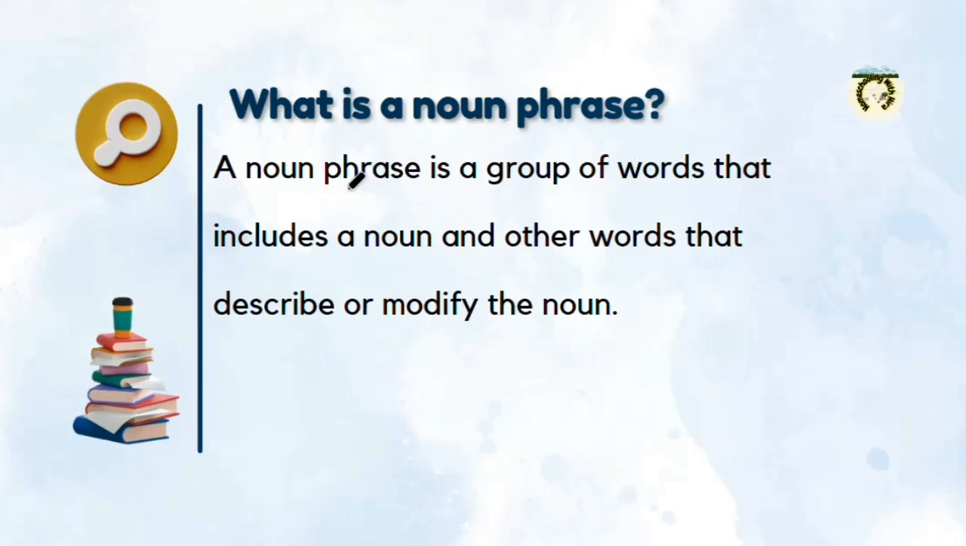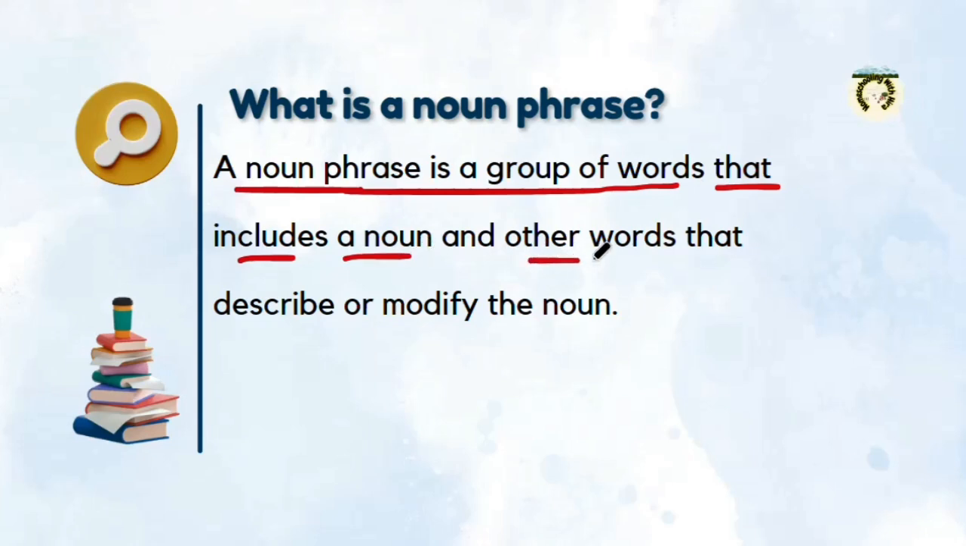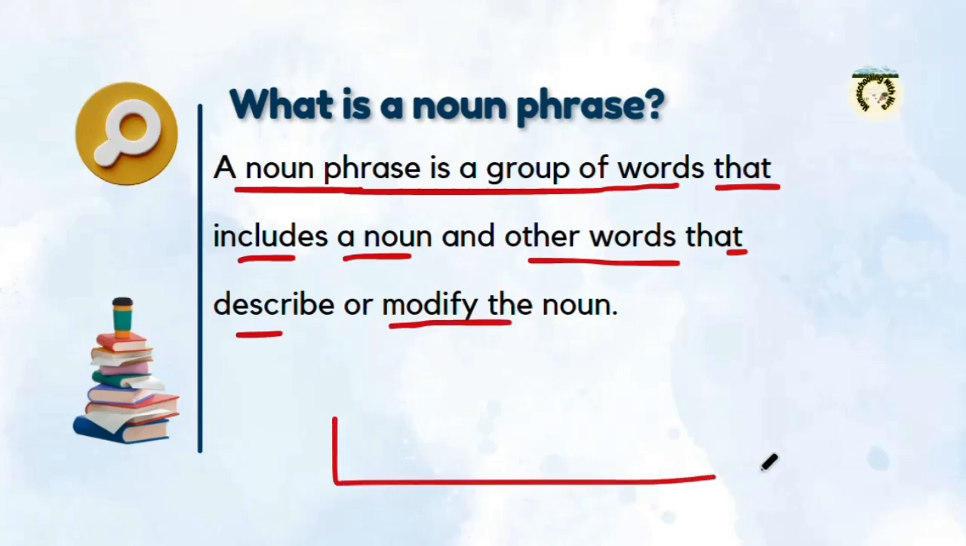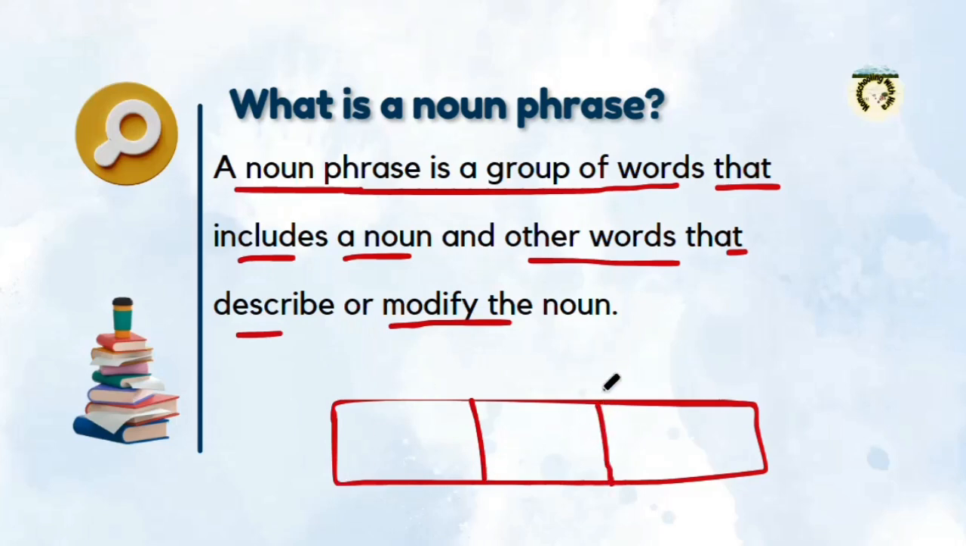As we already know, a phrase is a group of words, so a noun phrase is also a group of words that includes a noun and other words that describe or modify the noun. So a noun phrase is again a group of words. We need a few words to make a noun phrase, and in these words we should have a noun and some other words that are describing the noun or modifying it. Let's check out some examples.